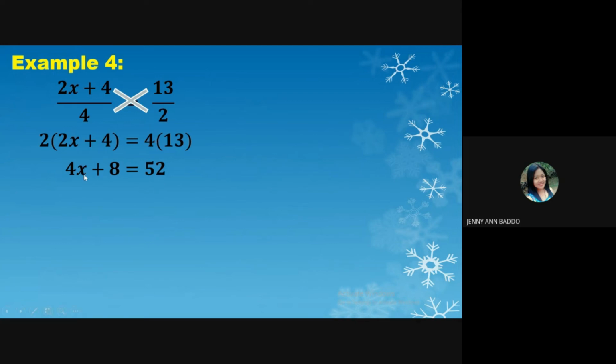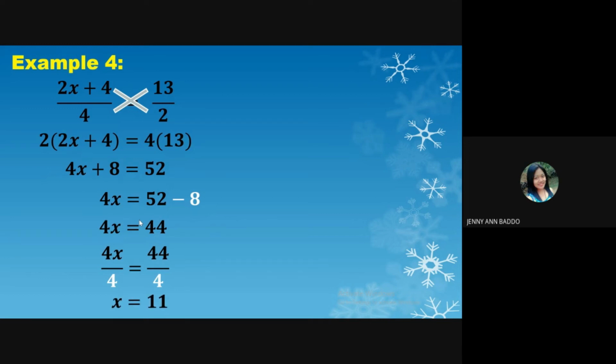Next, since we are looking for x, we have to get rid of positive 8 and 4. Starting from APE, transpose positive 8 to the right side. So we have 4x equals 52 minus 8. And 52 minus 8, that is 44. Then, to get rid of 4, we have to divide both sides by 4. So we have x equals 11.